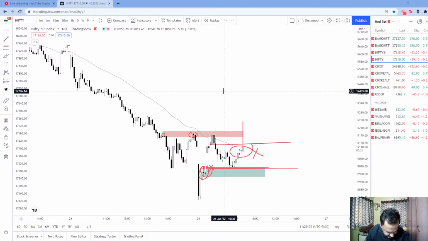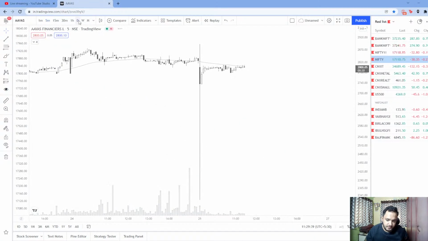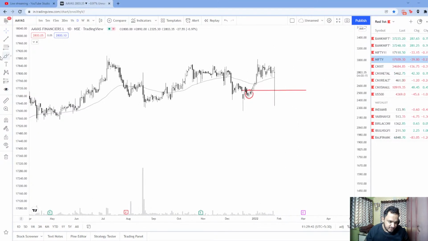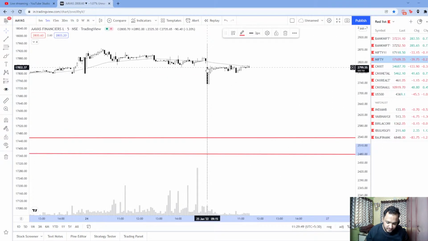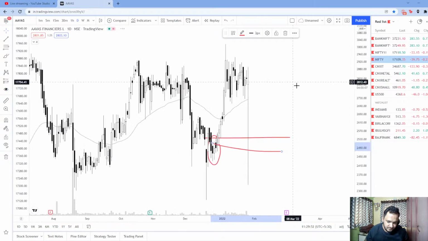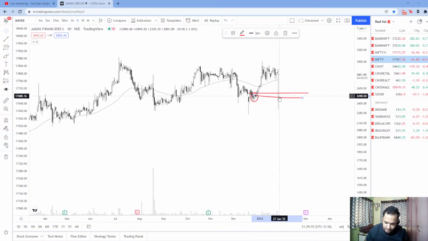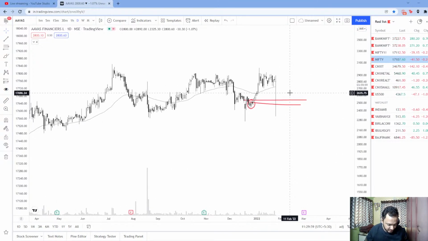IRCTC, we'll discuss IRCTC, Avas Financiers. Avas, I think this was a morning move which got tested. So I'll ignore this still. I don't want to buy so far from the demand. If it came down properly and went up, then I would have bought it. The chart is good, but I'll ignore this.